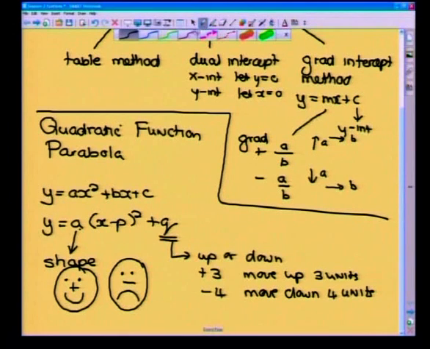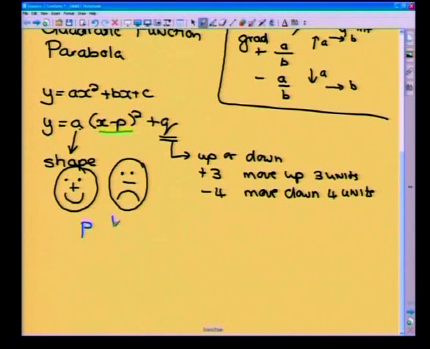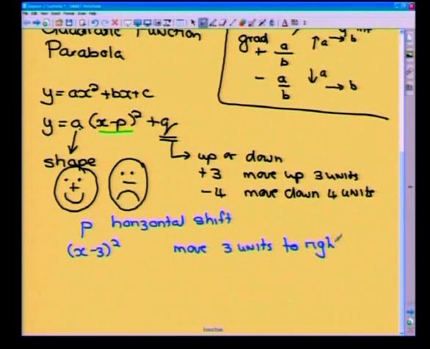Now, what about the remaining variable here? And that is my variable p. Well, for p, this is what we call our horizontal shift. And this moves in the opposite direction to its sign. So if your bracket read x minus 3 squared, etc., then you would move 3 units to the right, being the positive side. But if it read x plus 3, we would move 3 units in a negative direction or to the left.